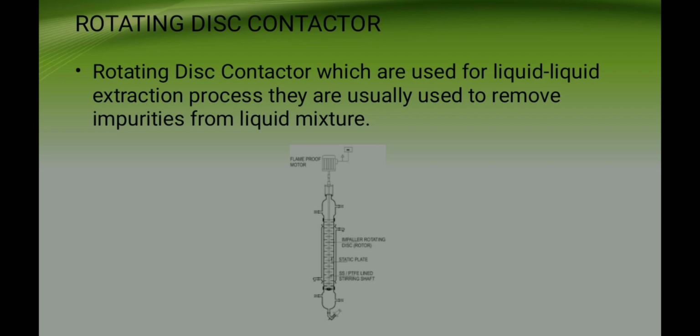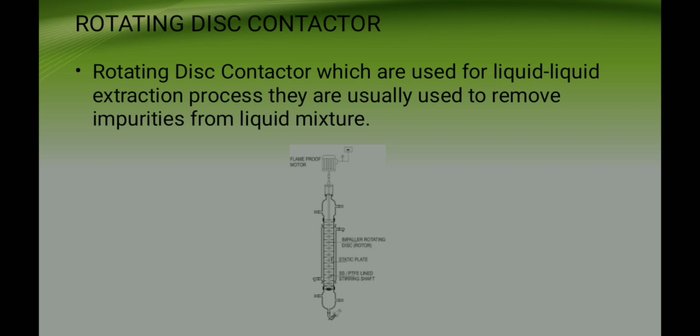Let us look at the parts of RDC. We have a top, we have a motor, and on the right side we have a heavy liquid inlet. On the other side we have a light liquid outlet, and we have an impeller at the center which will rotate. On another side we have an outlet of heavy feed, and on the opposite side we have an inlet of light fluid.